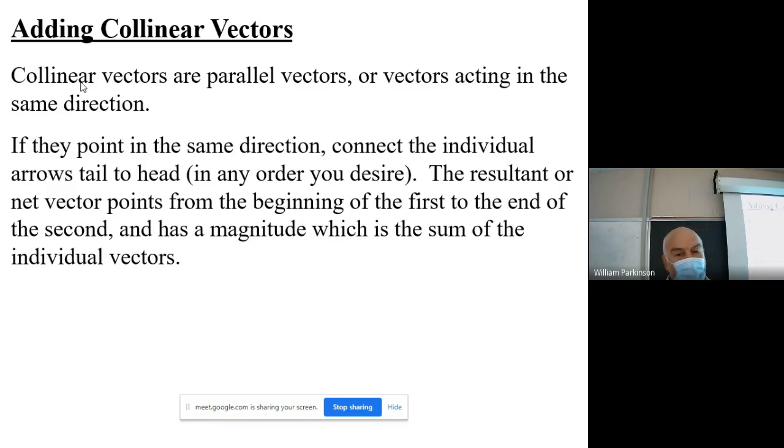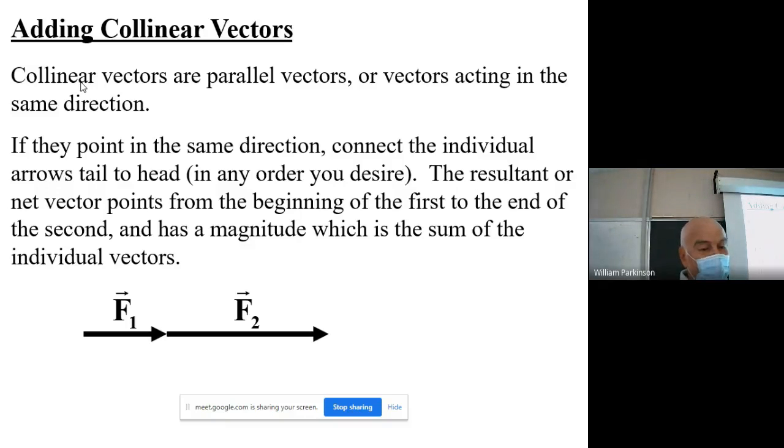So if they point in the same direction, all you need to do is connect them tip to tail, in any order you desire. You can put 1 first, then 2 second, or 2 first and then 1 second, it doesn't matter. And when you combine them, the net or resultant vector is just from the beginning tail to the ending tip. So that's a lot of words. Let's see what I mean here.